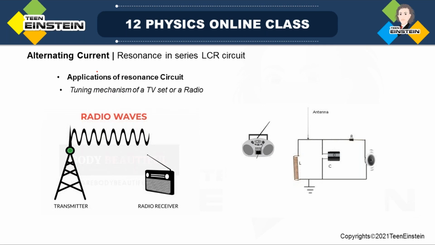Anyway, these are the practical applications we have. This resonance in the series LCR circuit is being used in our day-to-day life in a TV set and radio set when we do some tuning. Nowadays this kind of radio is not available. Now on the radio you have numbers like 98.5, 98.4, 100.2. Those numbers are nothing but frequencies.